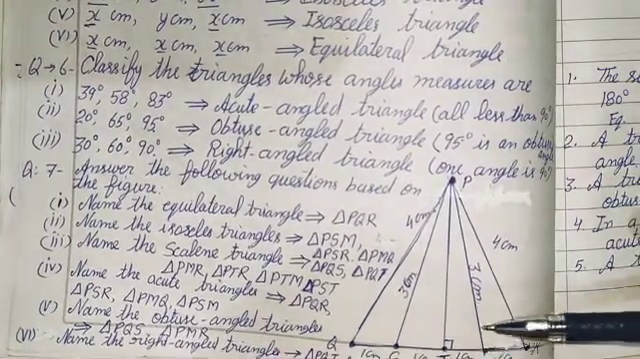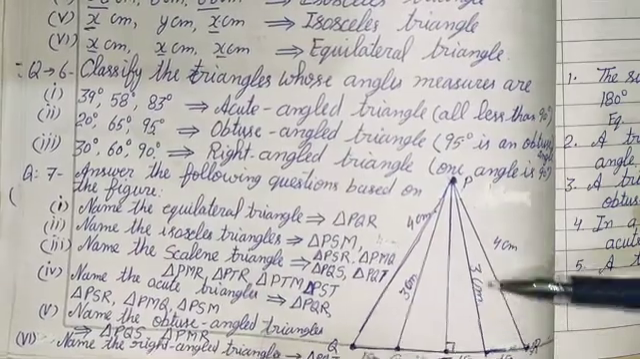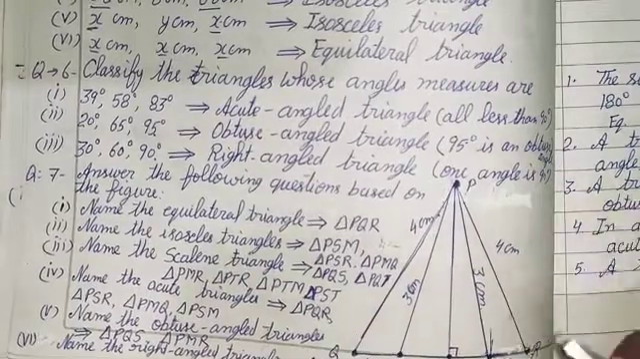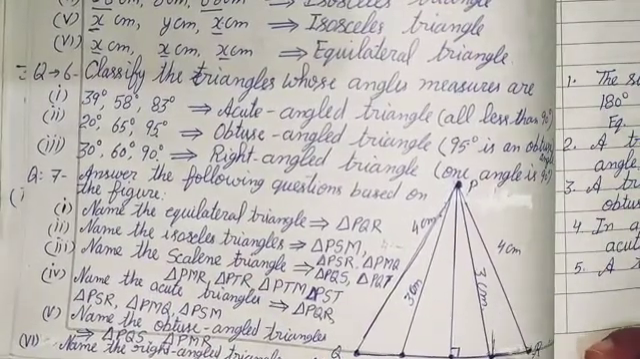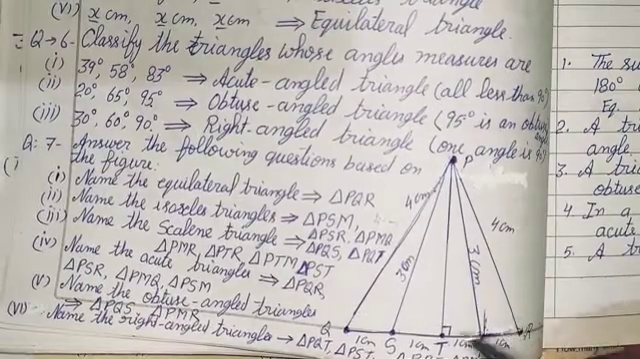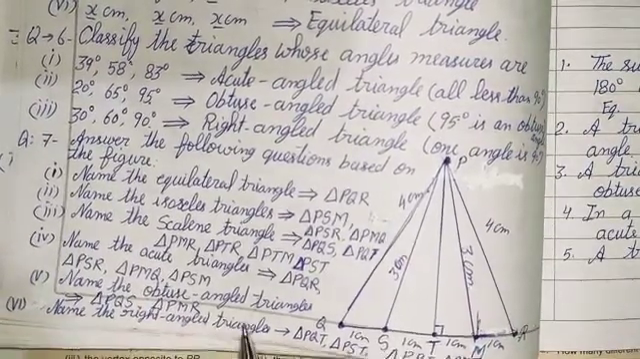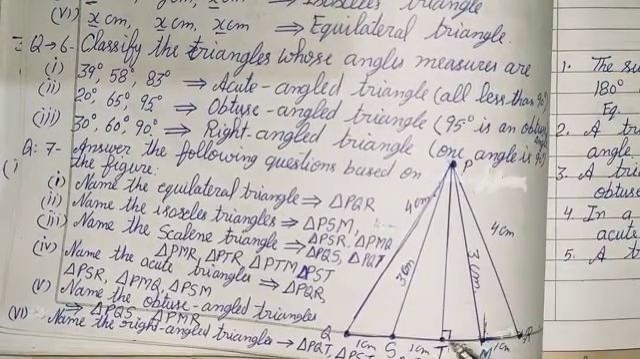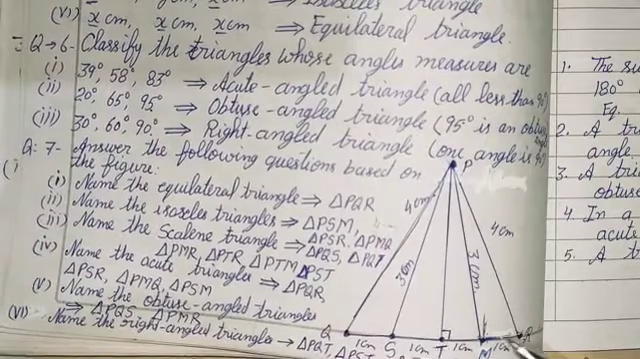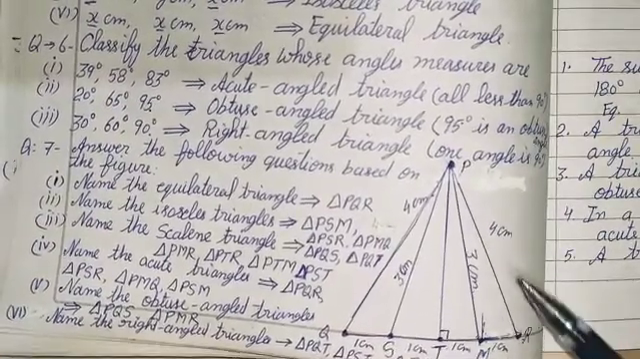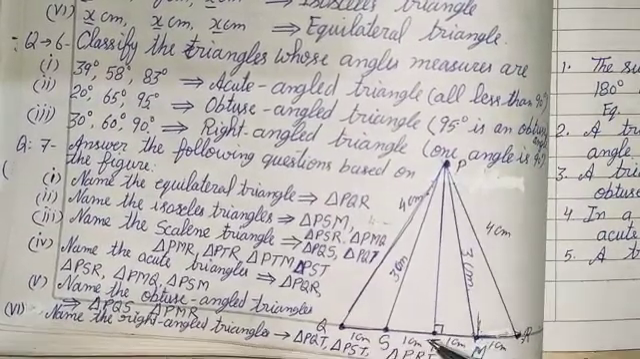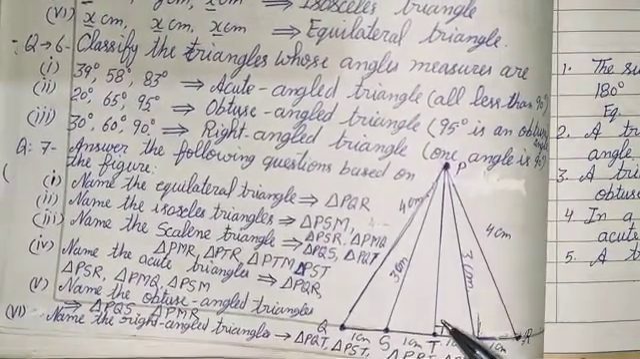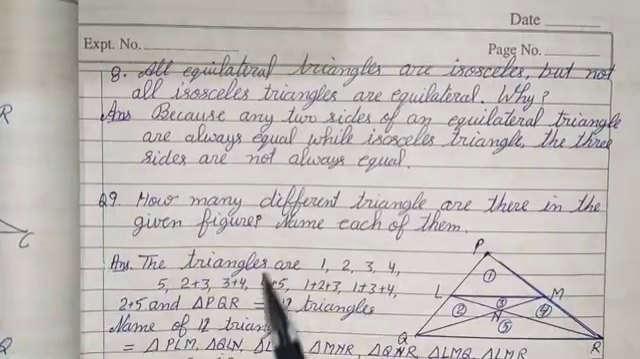Ninety degree angle line will be like this, and this angle is exceeding the 90 degree line. So this is obtuse, and similarly this is an obtuse angle triangle. Name the right angle triangle. Here 90 degrees is forming, so triangles PST, PRT, PMT, and PQT. These four are the right angle triangles which include this side.